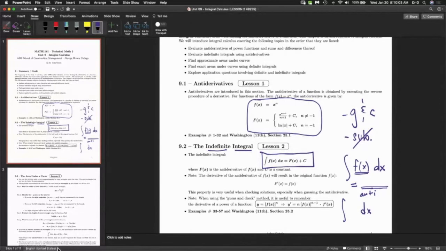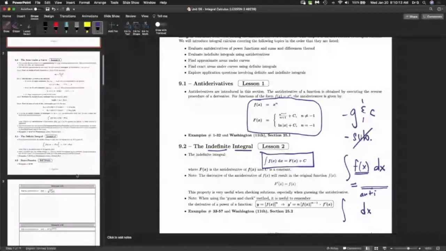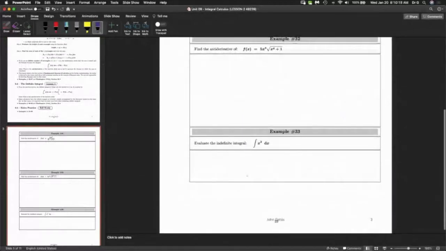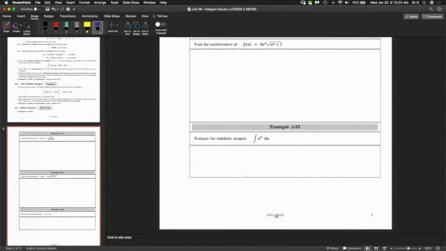Sounds reasonable? Shall we do an example? Okay. It's very quiet. Sorry. Thank you, Dogan. I'm counting on you to help me out here. All right.